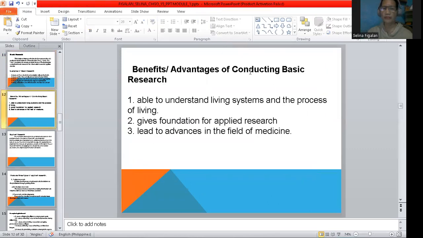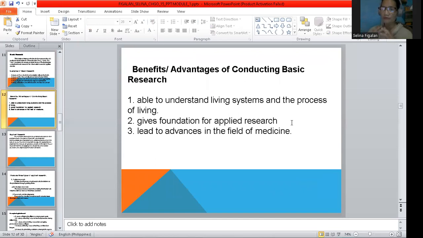Okay, what are the benefits of conducting basic research? So, able to understand living systems and the process of living. Giving foundations for applied research, as I have said. So ito yung foundation nyo kasi it is based on the full of knowledge. It leads to advances in the field of medicine. Okay, so like for example, gusto mo pag-aralan yung bagong pagbukas ng viruses sa atin about the COVID.